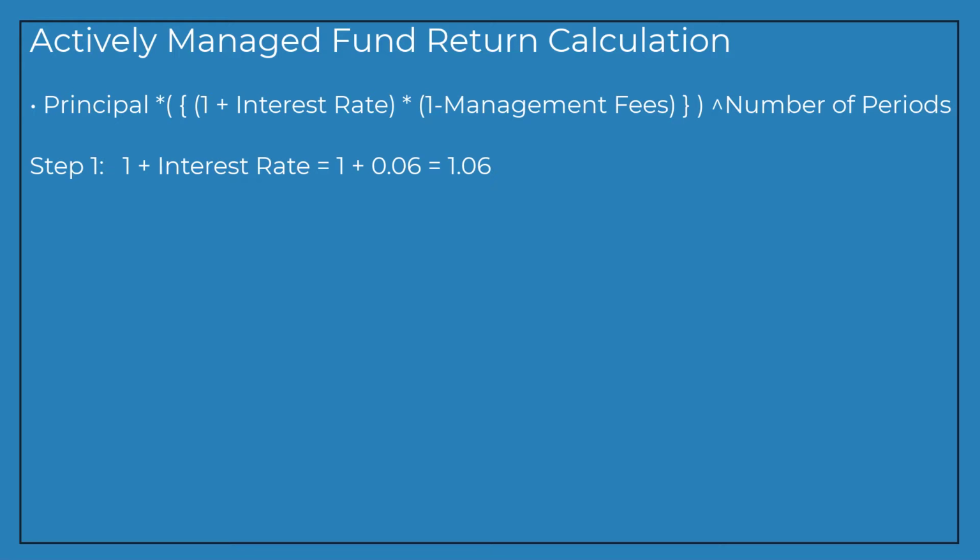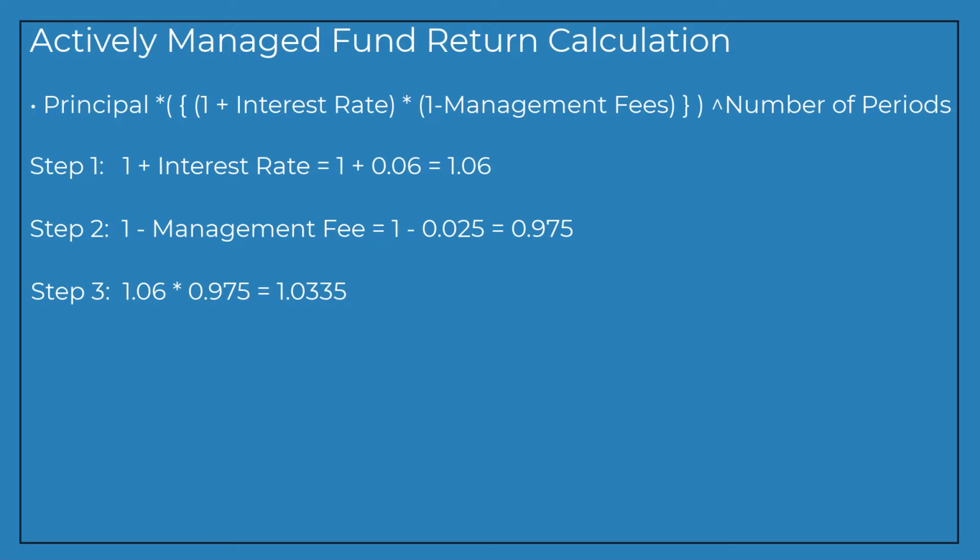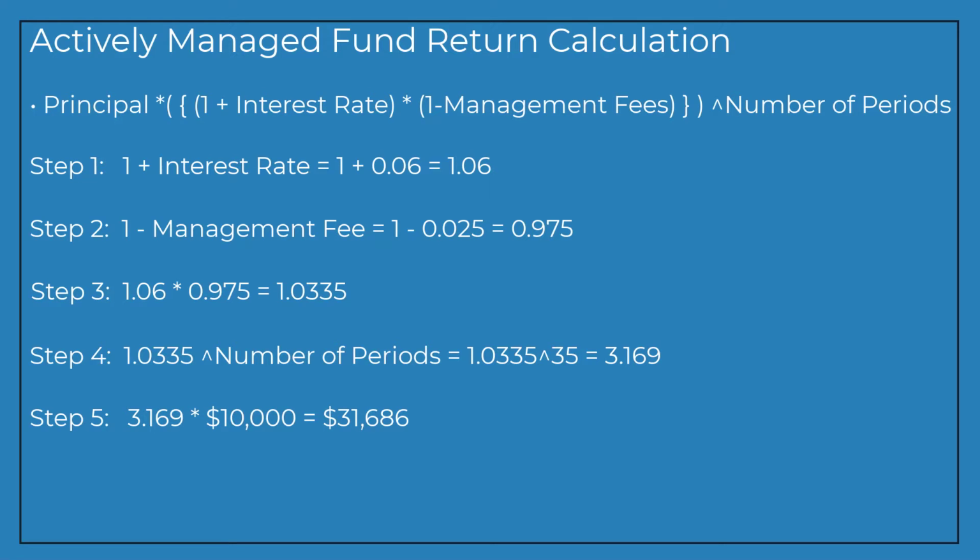First, add 1 plus the interest rate, which is 1.06. Next, we subtract the management fee from 1, which is 0.975, and then you multiply the two, which gives us 1.0335. Next, we raise that to the power of the number of periods, which gives us 3.169, and multiply that by the principal investment of $10,000 to get $31,686.